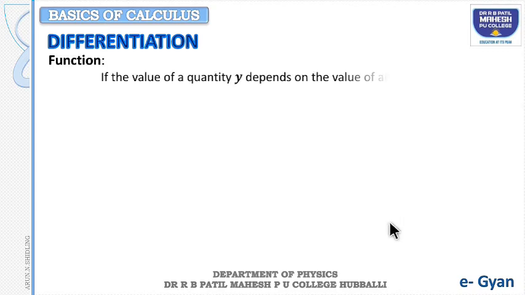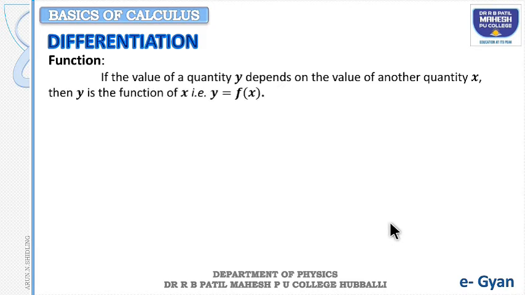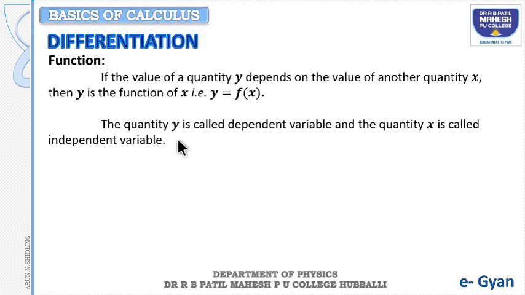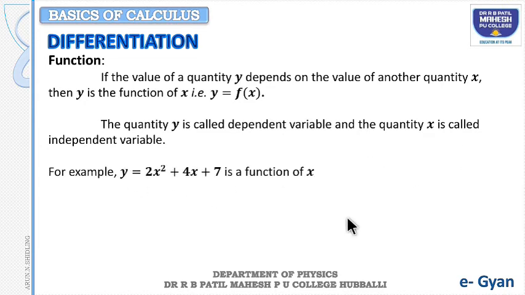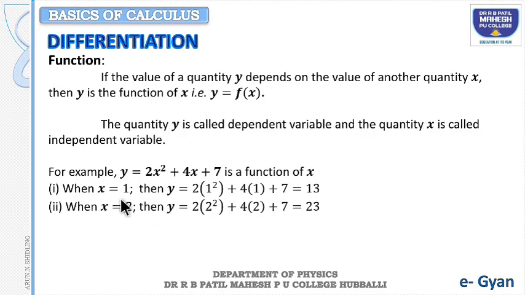A function is basically one quantity depending on another quantity. Here I mean to say that y is equal to f of x. What exactly does this mean? This means y is a dependent variable and x is an independent variable. Now x can take independent values, whereas y will depend on the values of x that are chosen. So here you can see if I take the value of x to be 1, then I get the value of y as 13.